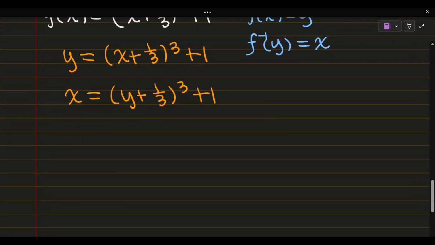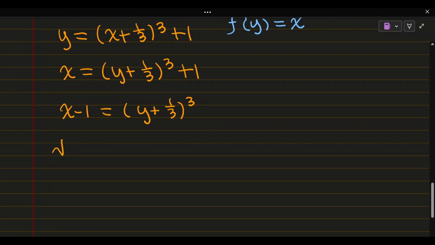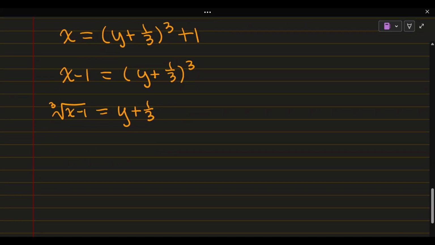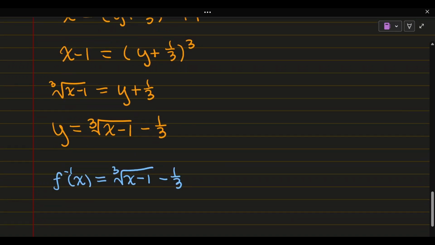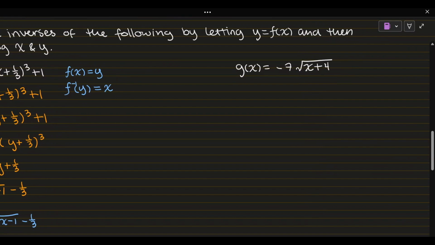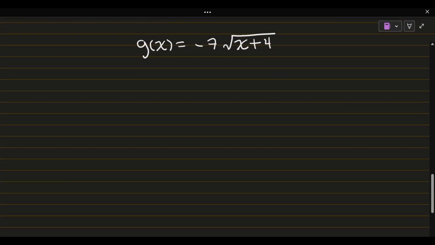I can subtract 1 from both sides, so x minus 1 equals (y + 1/3) cubed. I can then take the cube root of both sides, so the cube root of x minus 1 equals y plus 1/3. And then I can subtract 1/3 from both sides, and swap this around to get y is the cube root of x minus 1, minus 1/3. And this is f inverse of x now. So f inverse of x equals the cube root of x minus 1 minus 1/3. Great.